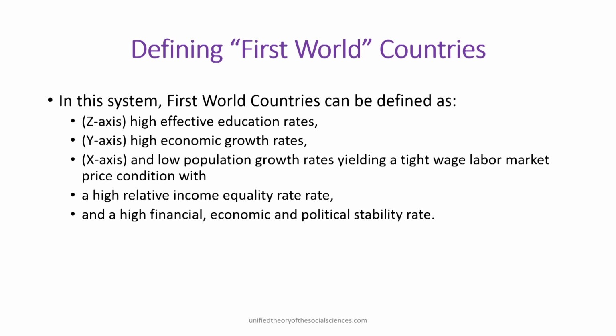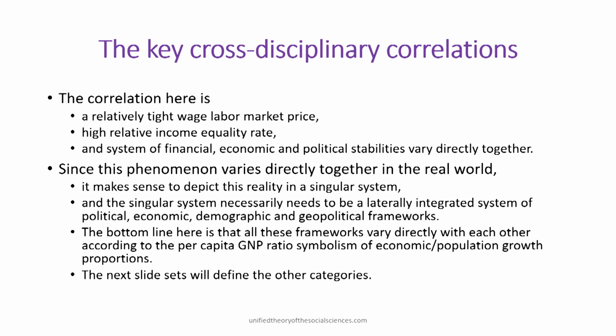In this system, first world countries can be defined as a z-axis of effective education rates, y-axis of high economic growth rates, and an x-axis of low population growth yielding a tight wage labor market price condition, a high relative income equality rate, and a high financial, economic, and political stability rate.